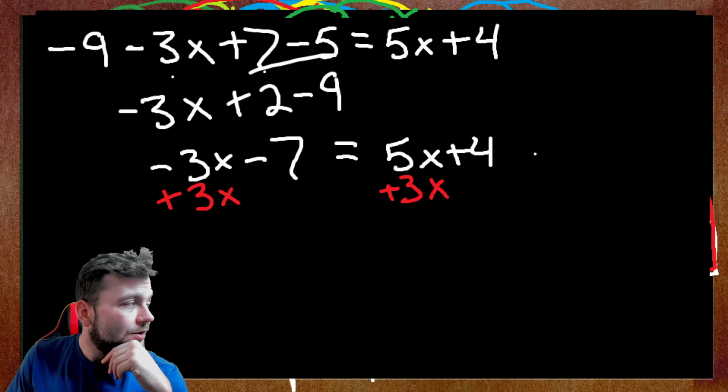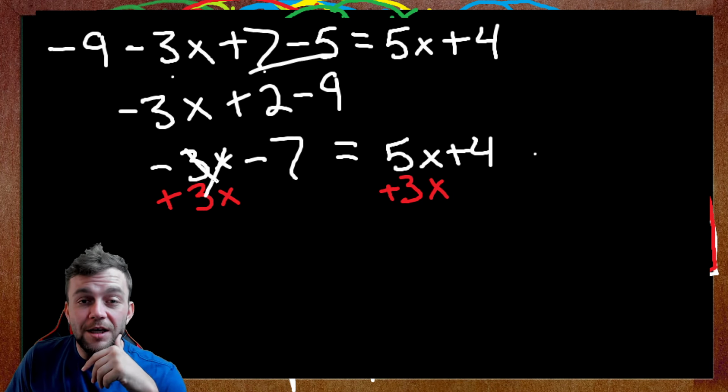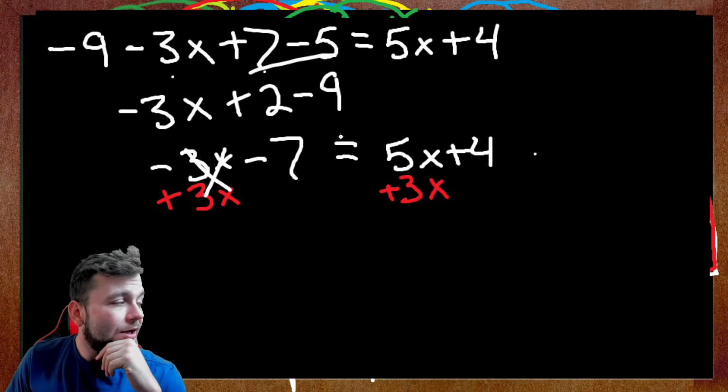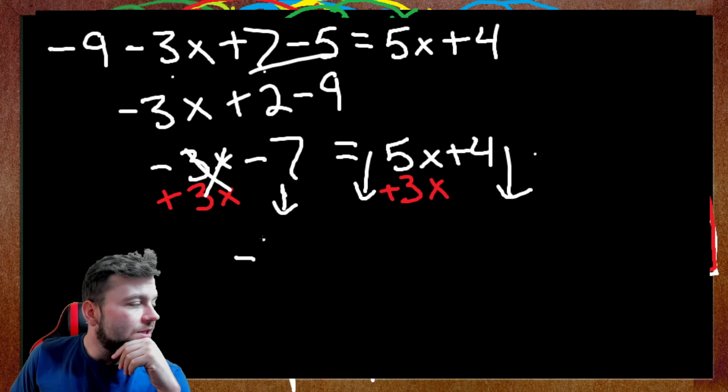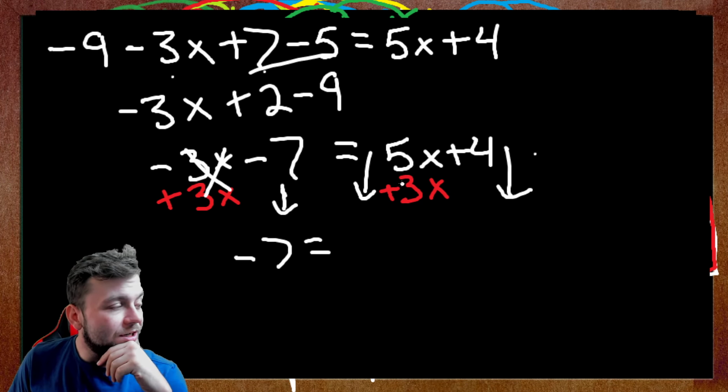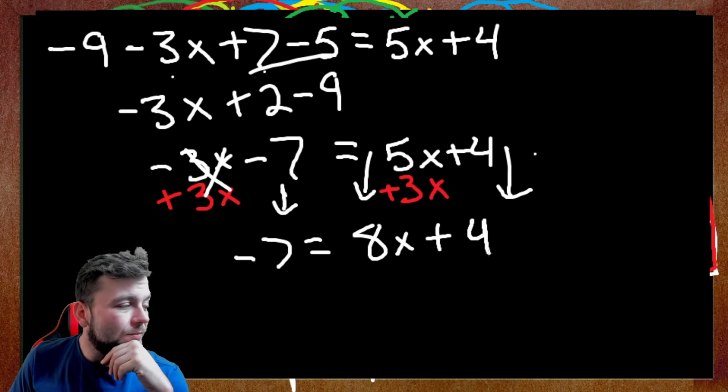And we have the minus 3x and plus 3x cancels out into 0. And let's drop everything down. We're bringing all of this down. So we have a negative 7 equals, what's 5x plus 3x? It's 8x plus 4.